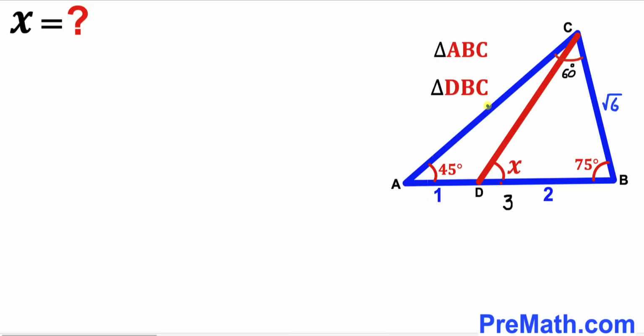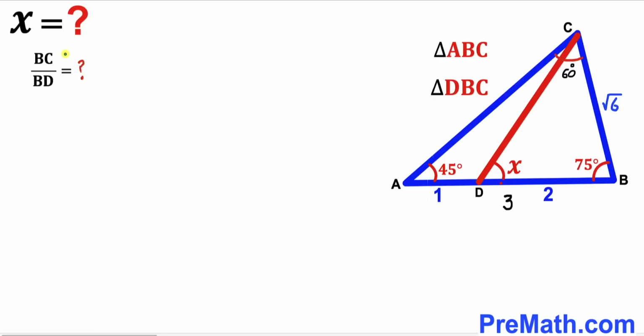And now we are going to focus on these two triangles. The first one is our triangle ABC. We are talking about this whole bigger triangle ABC. And the other triangle is DBC. We are talking about this smaller triangle DBC. And now let's make an observation. We can see that this angle 75 degrees is in common for both of these triangles. And likewise, this side BC, which is square root of 6, is common for both of these triangles as well.